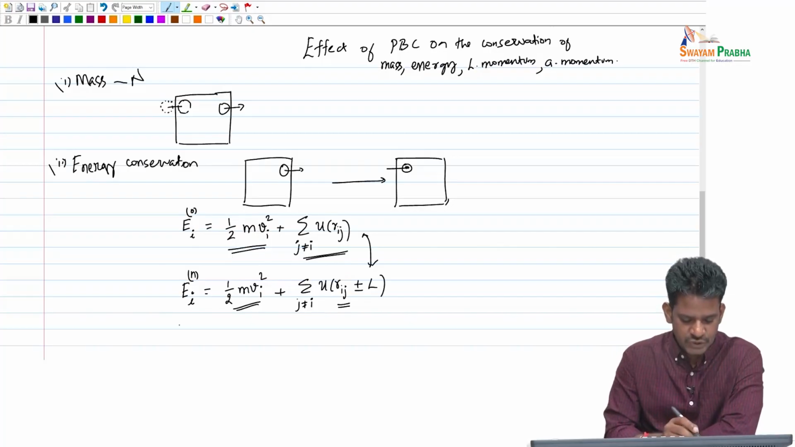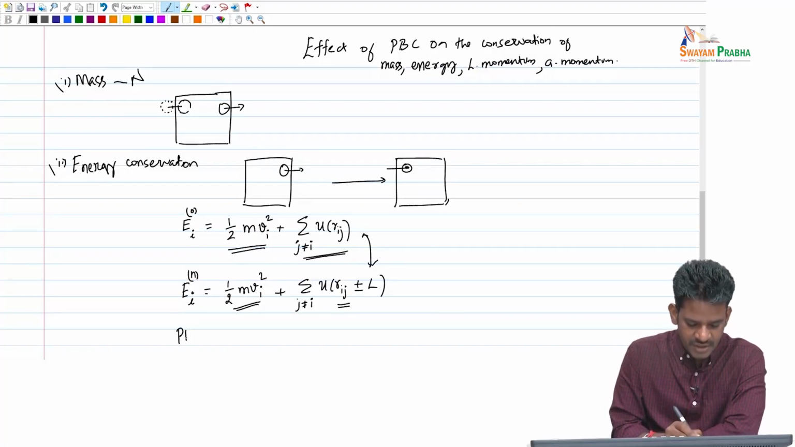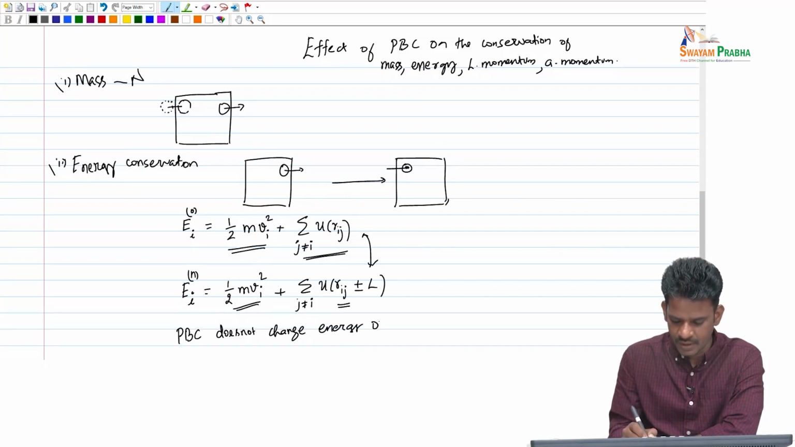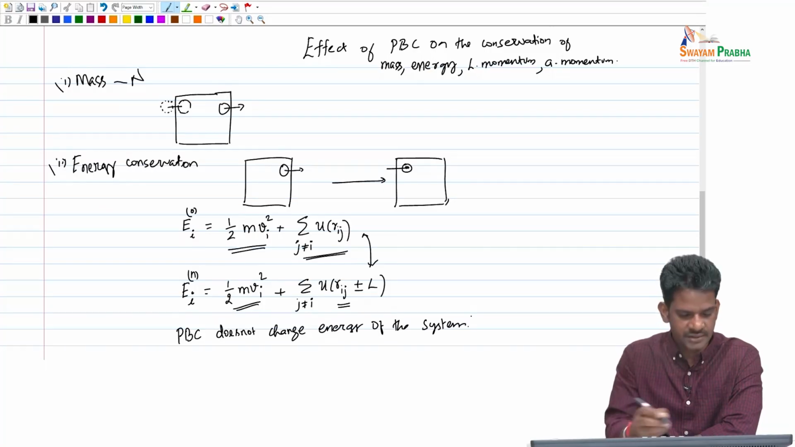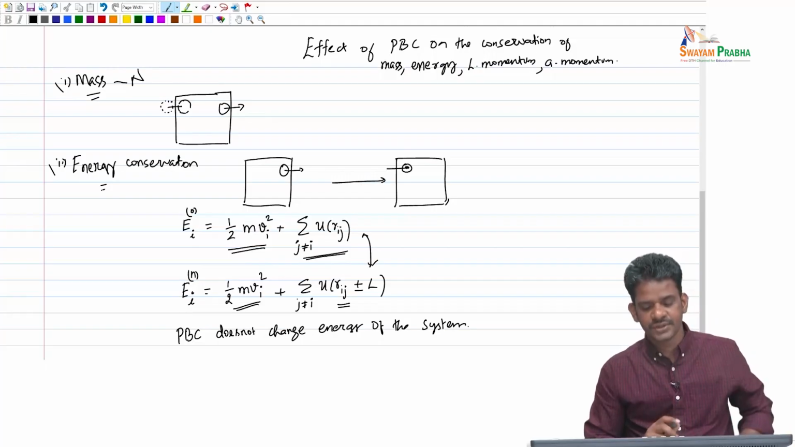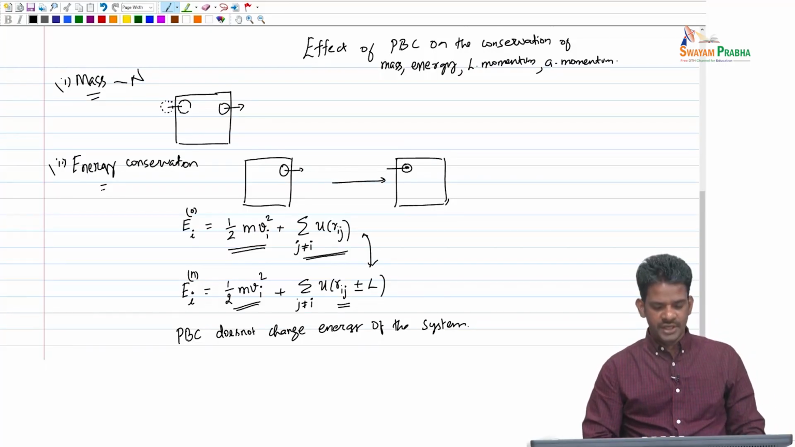So, thereby we can show that the periodic boundary condition does not change the energy of the system. Okay. So, we have shown that the number is conserved and the energy is also conserved because of the application of periodic boundary conditions.